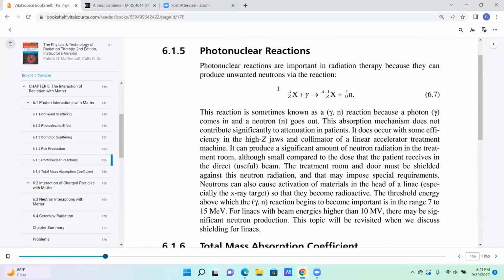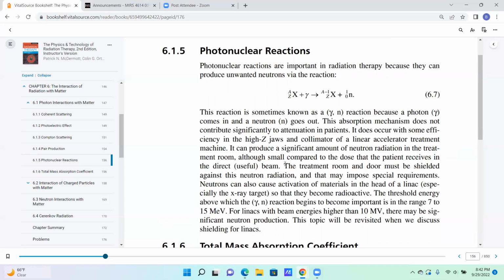Photonuclear reactions are important because they produce unwanted neutrons, and it's sometimes known as a gamma neutron reaction because the photon comes in and a neutron goes out. In other words, this is before and this is after. The absorption mechanism does not contribute significantly to the attenuation in patients. It does occur with some efficiency in high Z jaws and collimator of a linear accelerator treatment machine. It can produce a significant amount of neutron radiation in the treatment room, although small compared to the dose the patient receives in the useful beam.